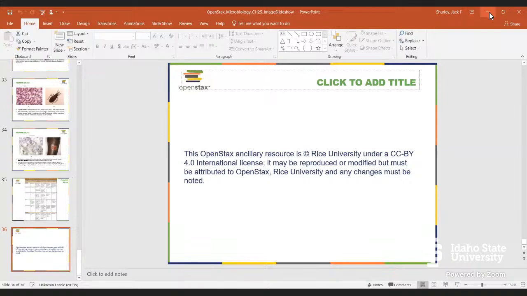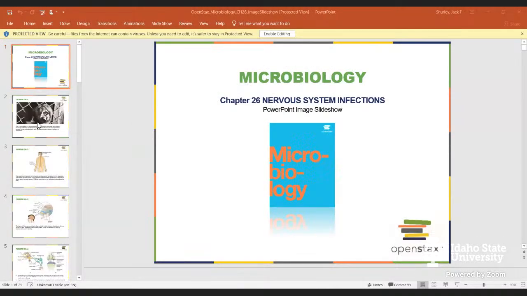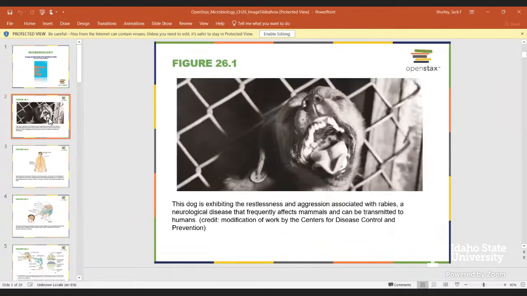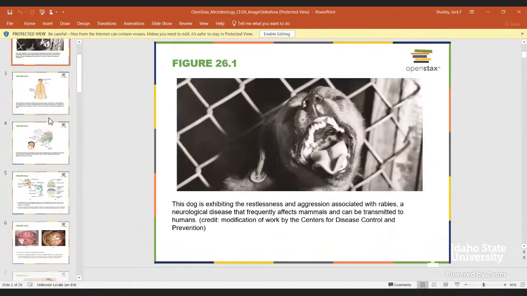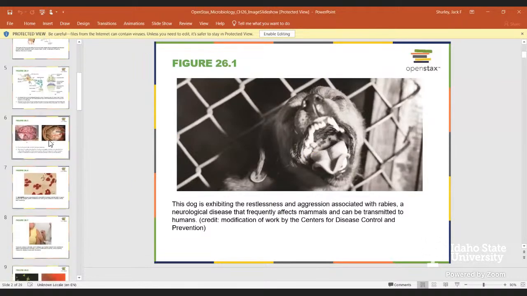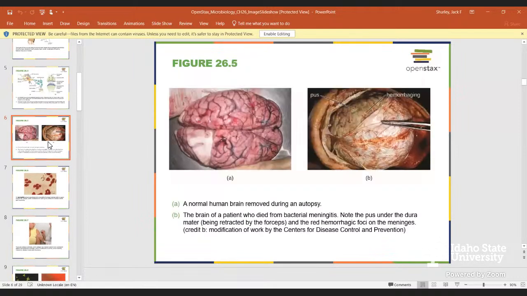The very last chapter, let me stop this share, start a new share. The nervous system infections, there are a couple of questions on the exam that talk a little bit about nervous system infections, not a huge amount of detail, all right?